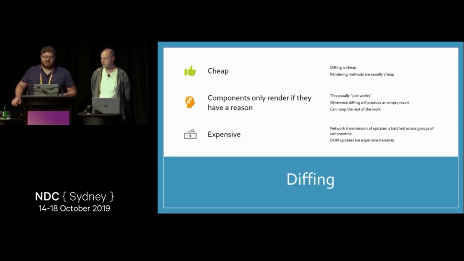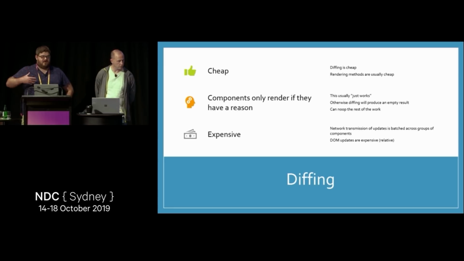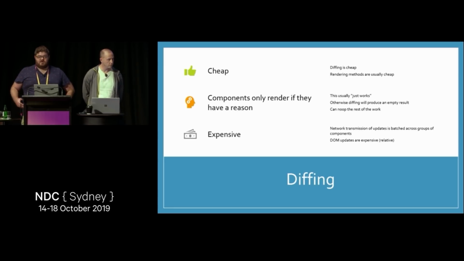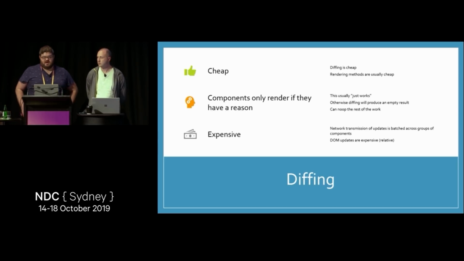So, benefits of diffing: it's really cheap. All the stuff that we've talked about here so far that the framework is doing on your behalf is comparatively inexpensive compared to things like updating the DOM or sending bytes over the network. Components are designed to only render if they have a reason. Usually that's going to just work in your favor, and your components aren't going to do any work if they don't have anything interesting to do.